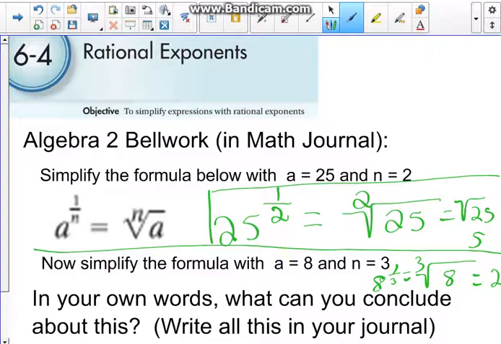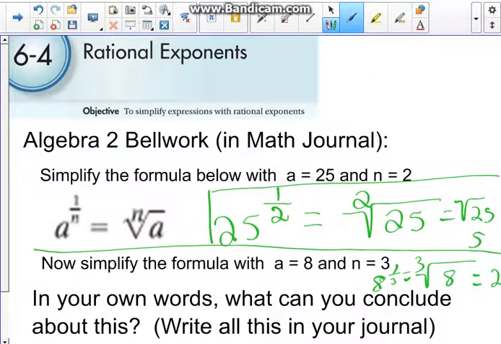So in your own words, in your math journal now, I want you to conclude something about this. Just write it in your own words. What are your conclusions about what we just did? So pause the video and come back when you're ready.